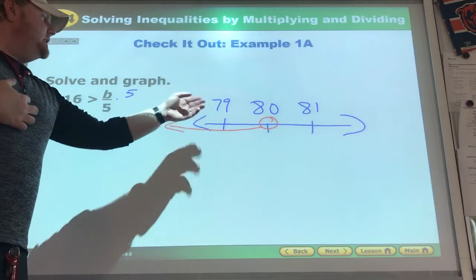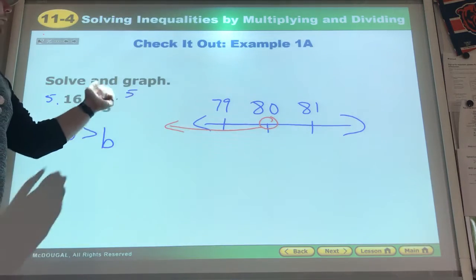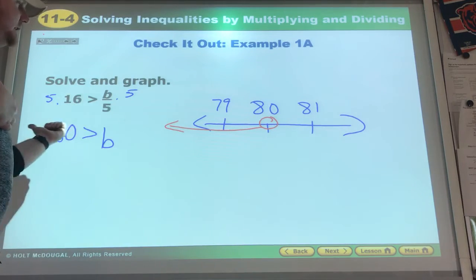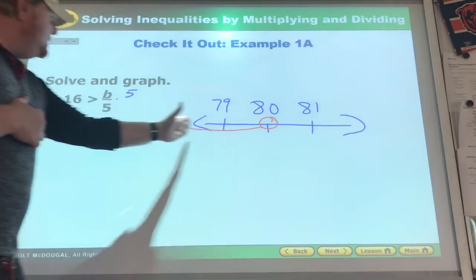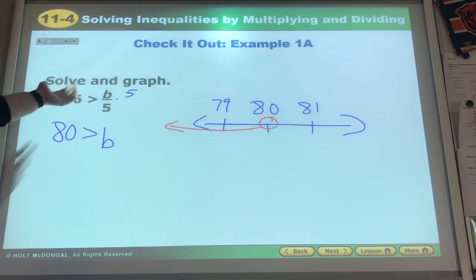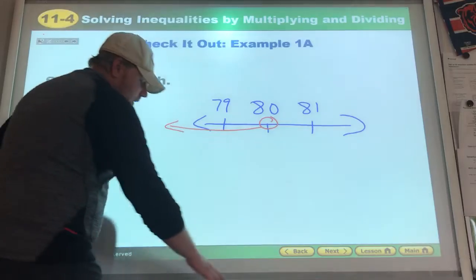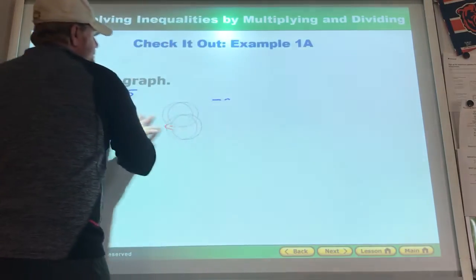So 79 is an answer, 78 is an answer, 76, 1 is an answer because it would be on this side. Every number this way on the number line would be a solution to that problem. Let's go ahead and have them show you.